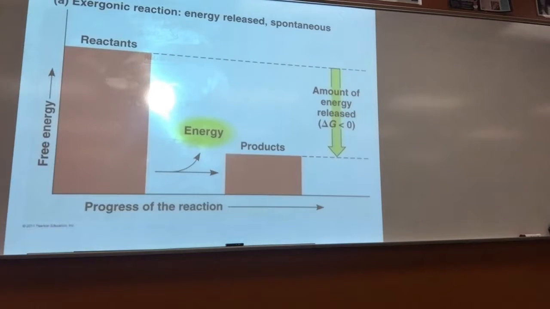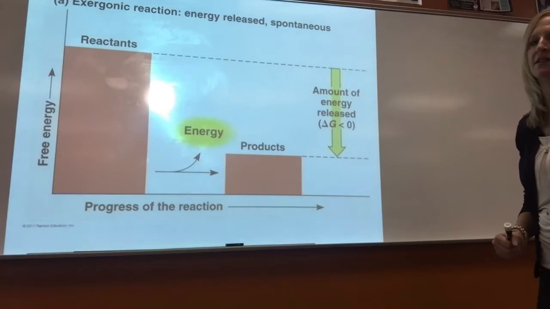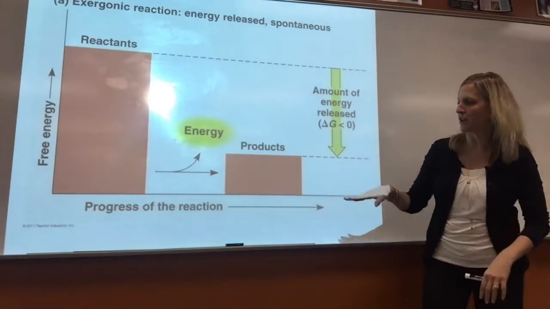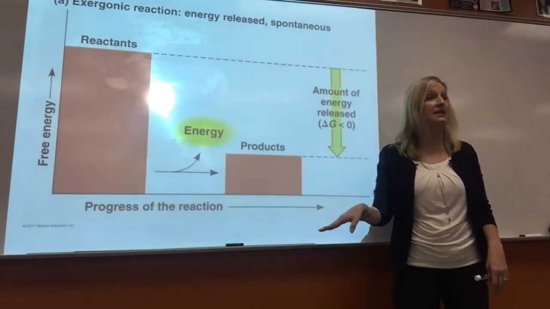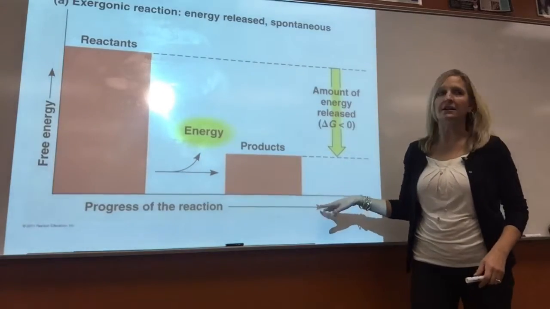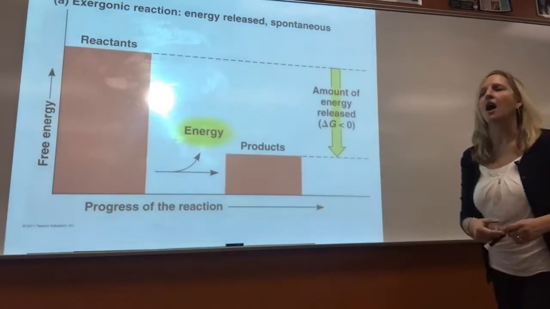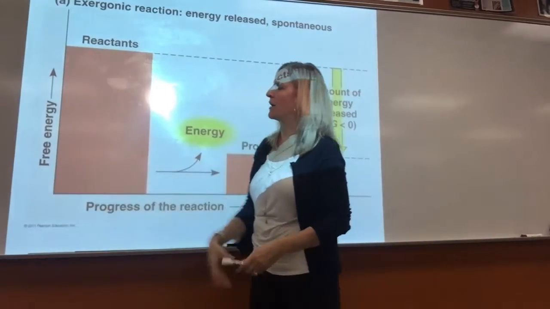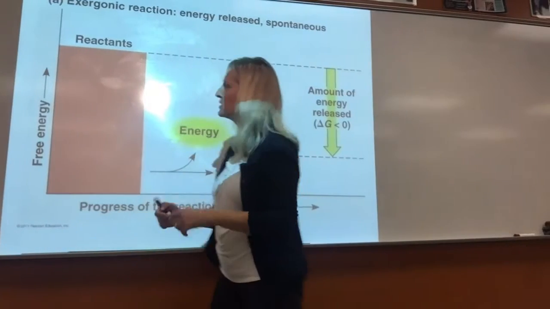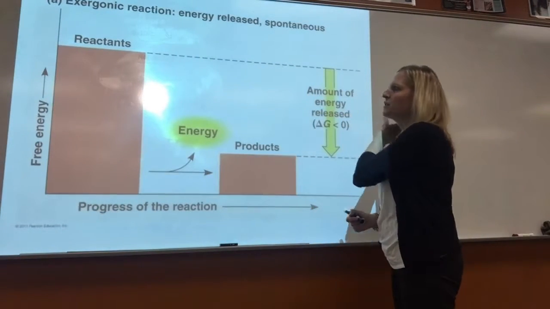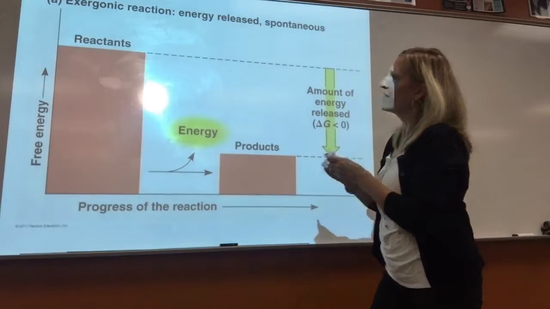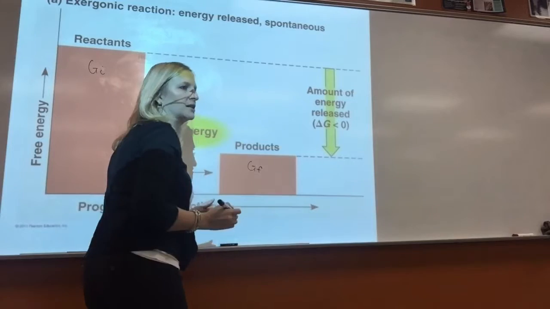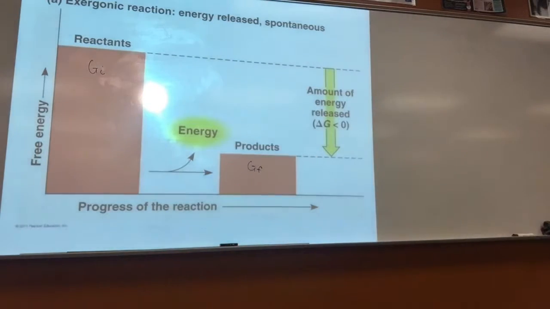All right, so let's look at this. This is another way to look at exergonic and endergonic reactions. Let's look at what the graph is showing here. This is the progress of the reaction, so this is time from beginning to end. This is the free energy of the reactants and the products represented by a bar graph. Free energy, remember, is the energy available to do work. We can think of this as G initial, and this is G final. We talked about that yesterday, final minus initial to get your change.